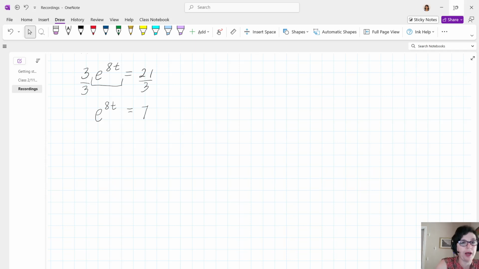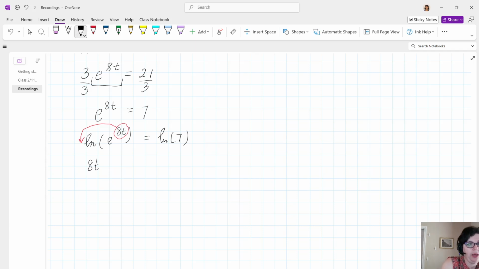Now we can apply natural log to both sides. So now let's apply ln to both sides and use the one-to-one property, make them equal, and see if we can solve it. So what's next? Next, you take this 8t, which is in the power, and you move it to the front and use the power rule for the logs. And we're going to get 8t multiplied by natural log of e. And that's equal to natural log of 7.